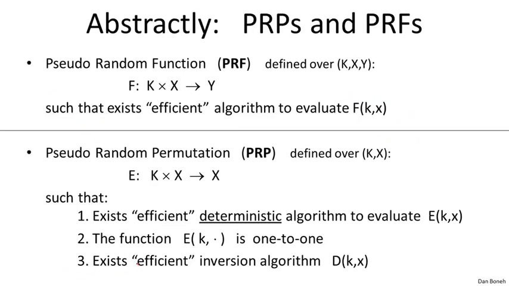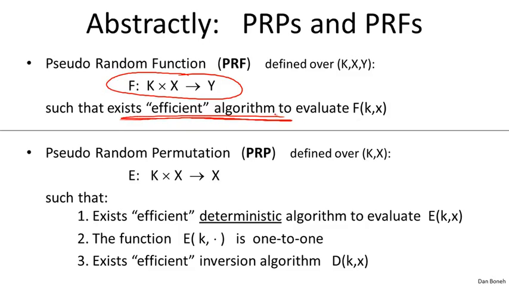Now, an important abstraction of the concept of a block cipher is captured by this idea of a PRP and a PRF. Remember that a pseudo-random function, a PRF, is a function that takes two inputs. It takes a key and an element in some set X, and it outputs an element in some set Y. For now, the only requirement is that there's an efficient algorithm to evaluate this function. We're going to talk about security for PRFs in just a minute.